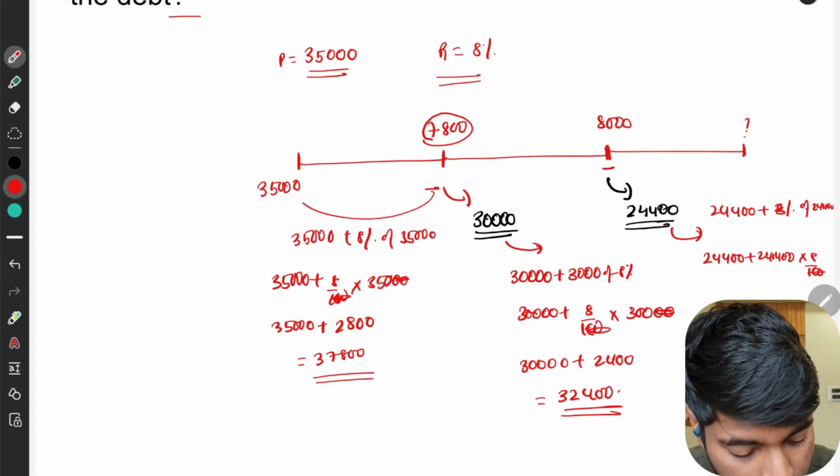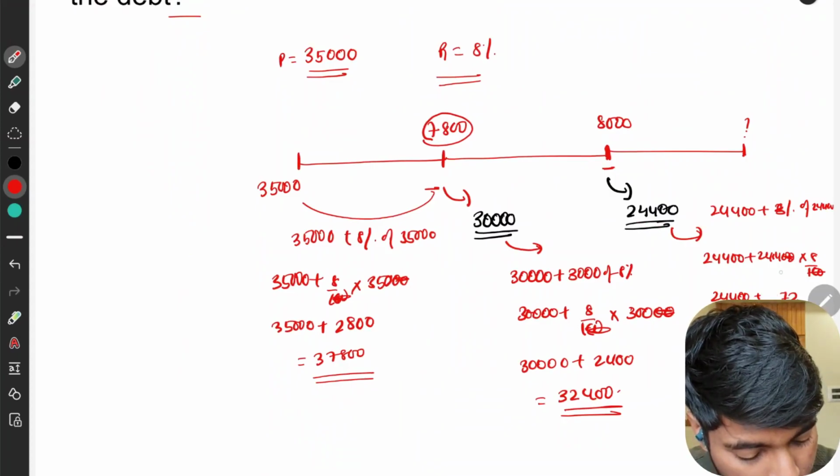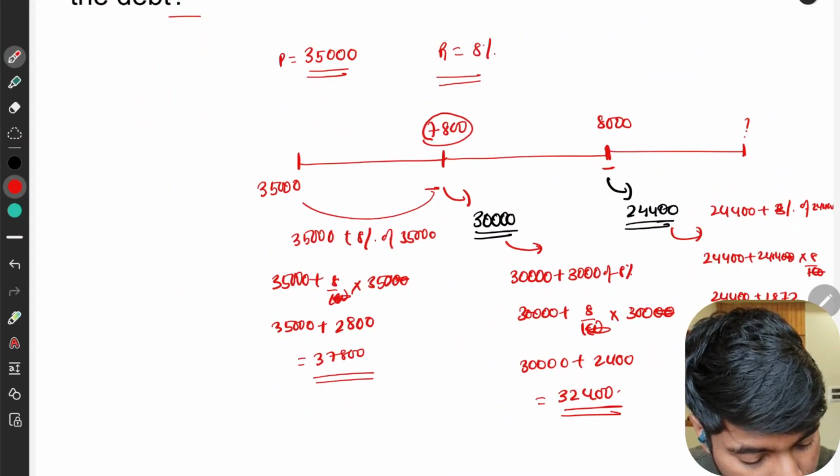The zeros get cancelled. So 24,400 plus 24 times 8, which is 192, so that will be 1,952. That is equal to 26,352.